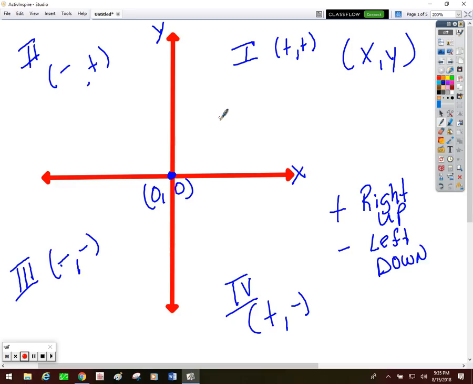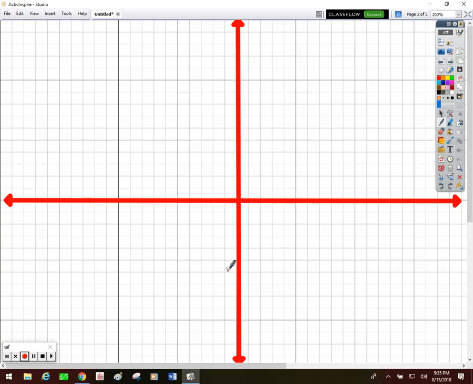Remember, we're going to start talking about translation first. The key word for a translation is a slide. All it's going to do is move. It's not going to change anything but the location of the object. It is a rigid transformation because it does not change the size. So let's look at what one would be. Let's go to the next page and look at this graph.